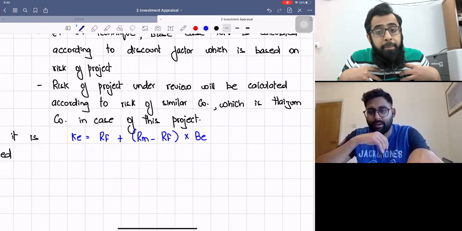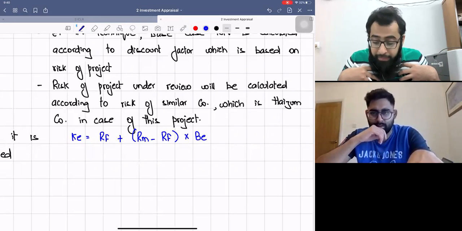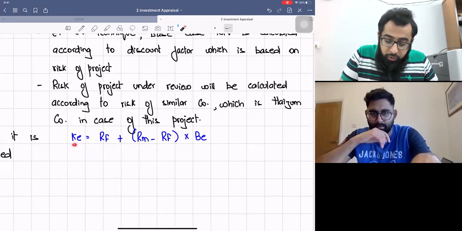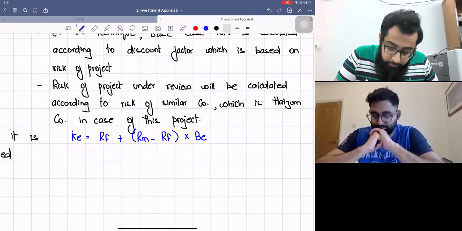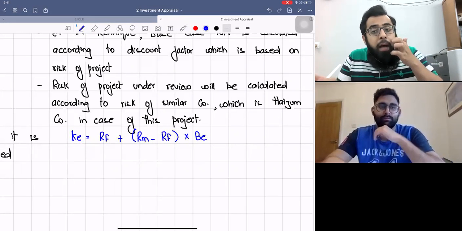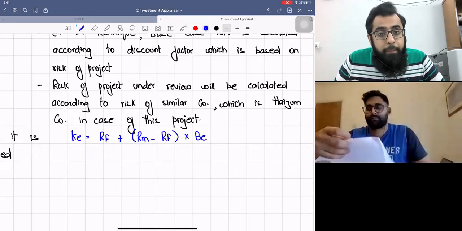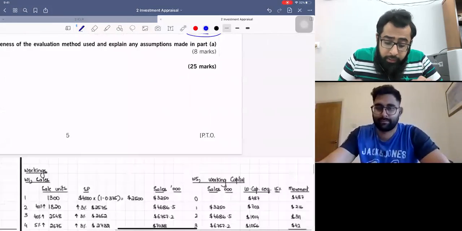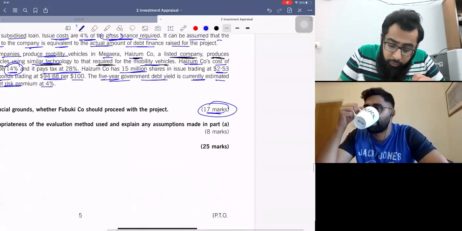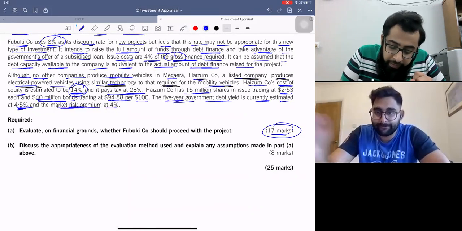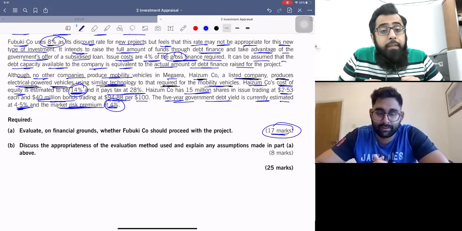What have you written there? KE, cost of equity. Cost of equity is equal to RF, the risk-free rate, plus (RM minus RF) into beta equity. Basically, I use this because I was provided with the cost of equity, which is 14%. I am provided with RF and the premium of 4%.